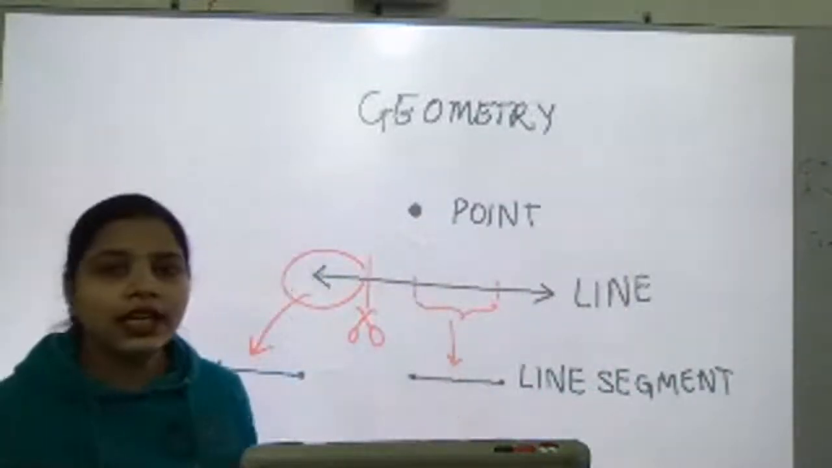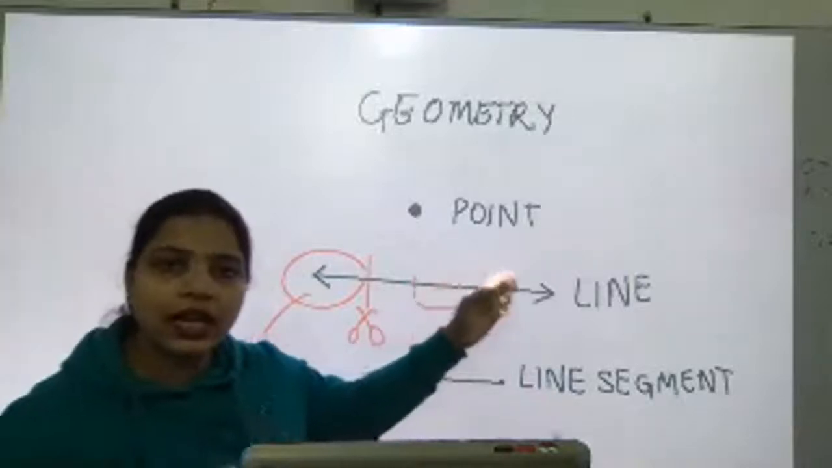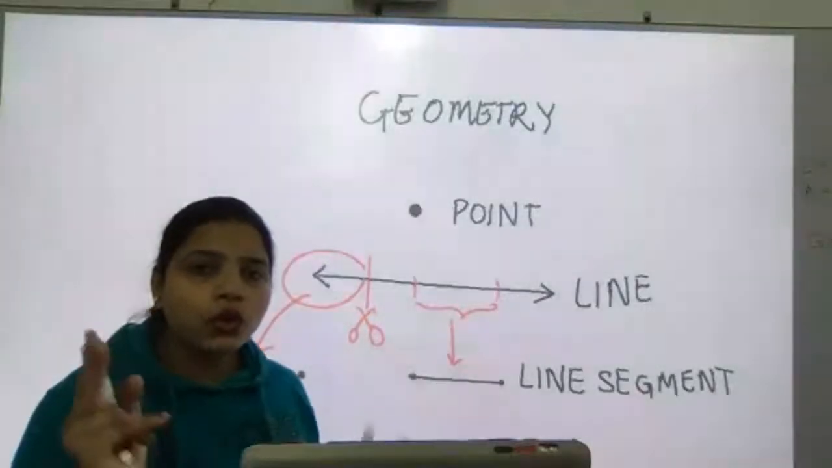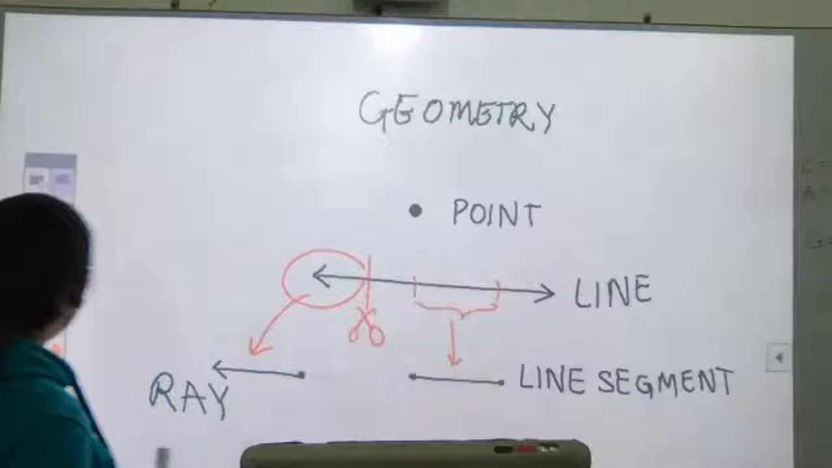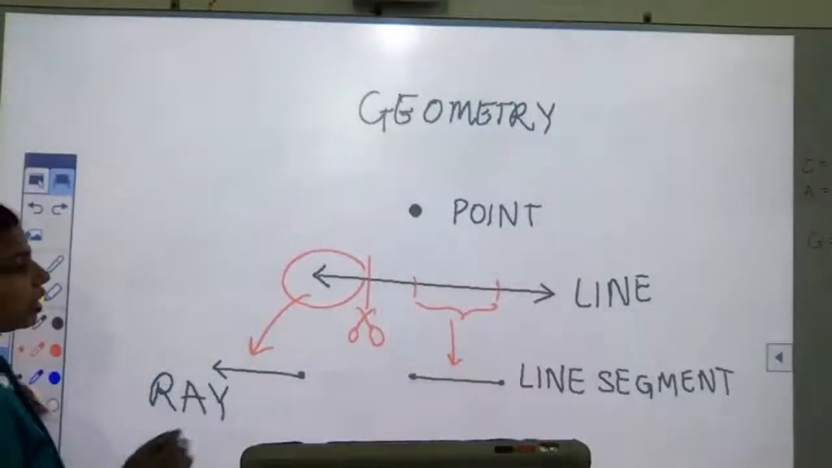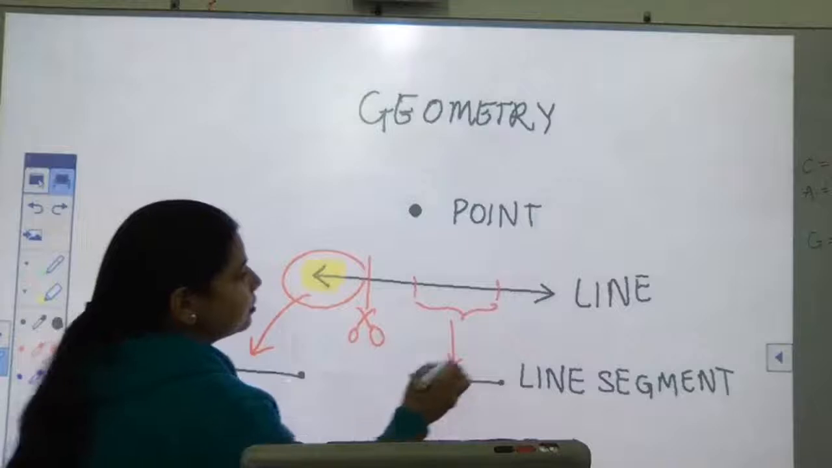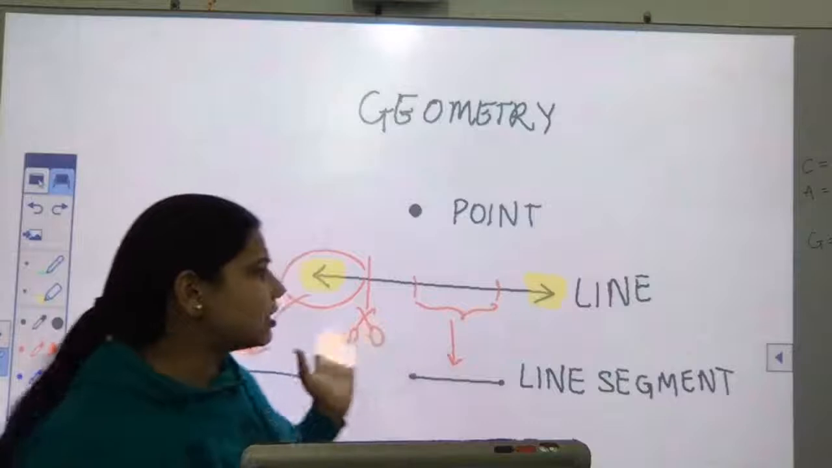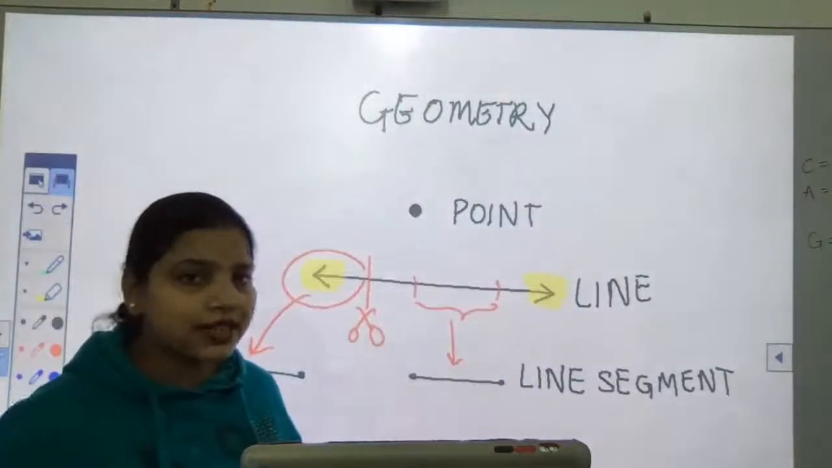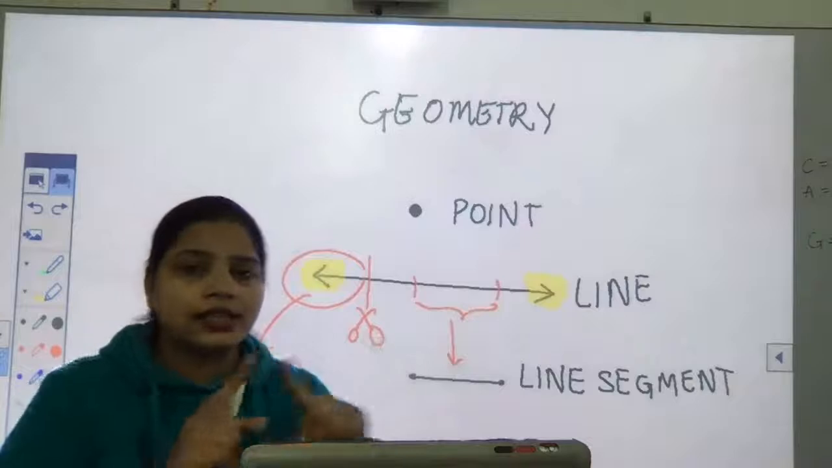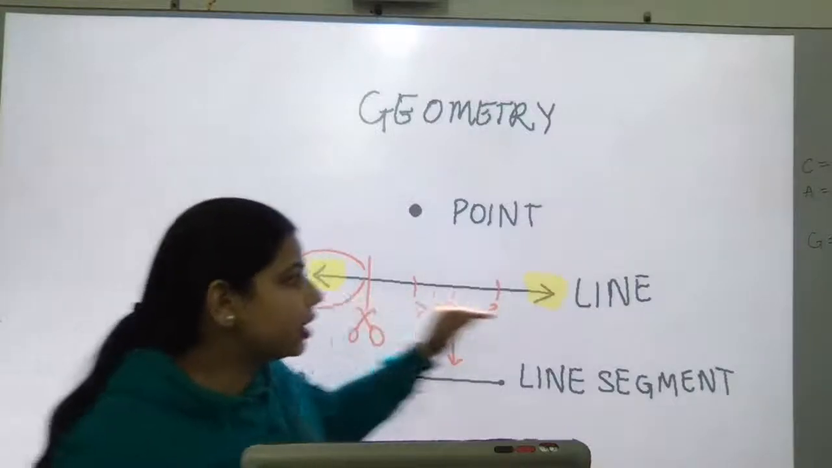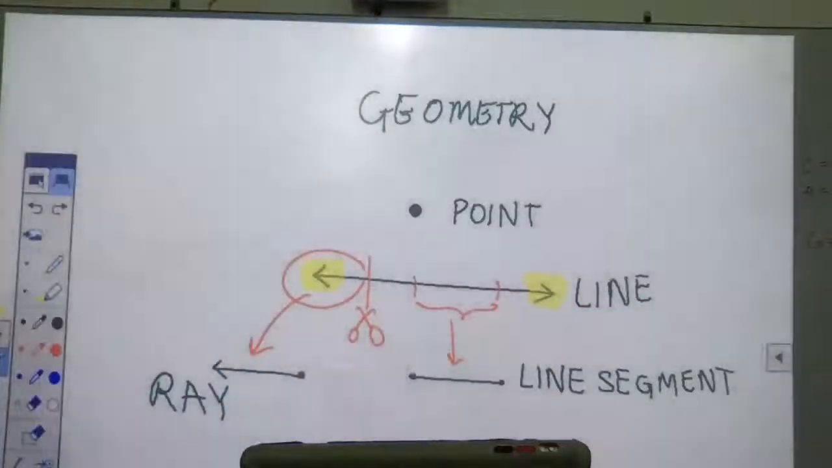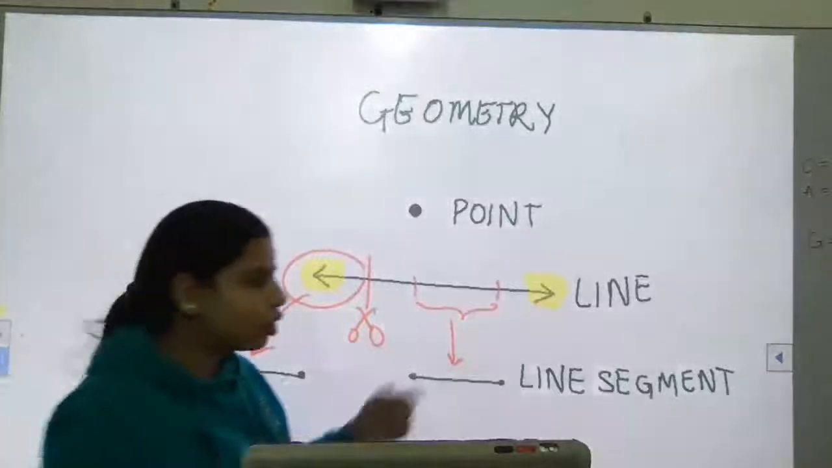Then line. How do we differentiate between a line and a line segment? A line has two arrows. One is this and another one is this. What do these arrows suggest? These arrows suggest that this line is a never-ending line. That means it is extending on both sides, this side as well as this side too. Arrows show us the extension of this line.